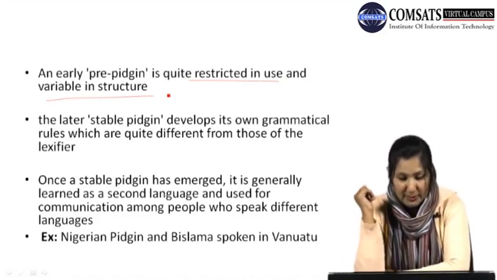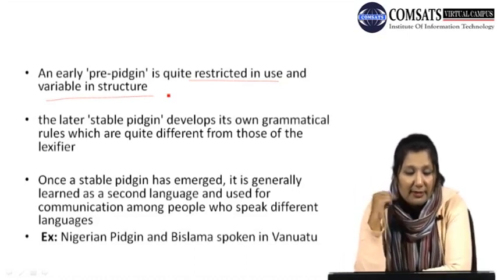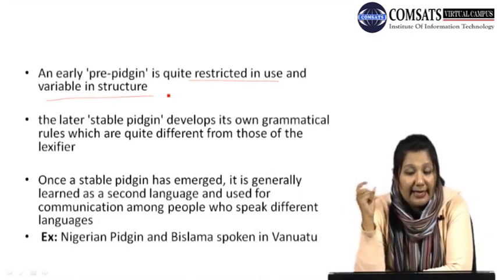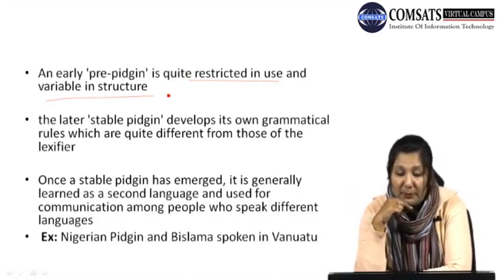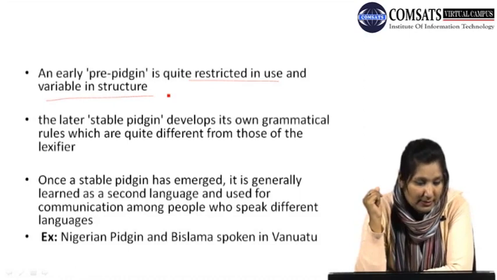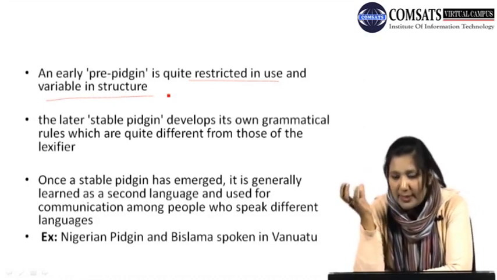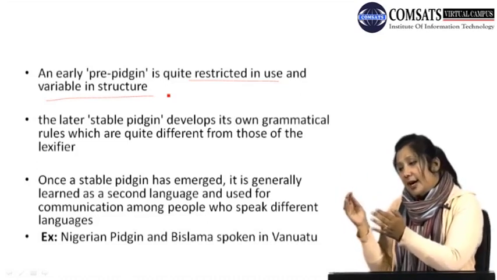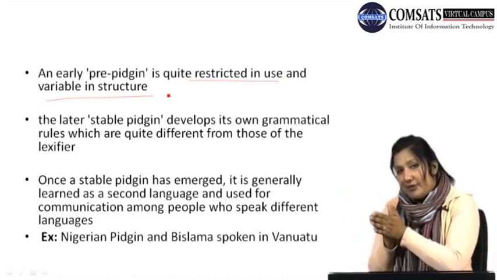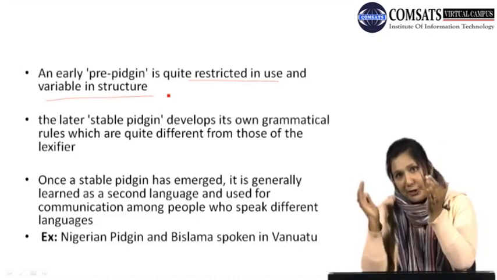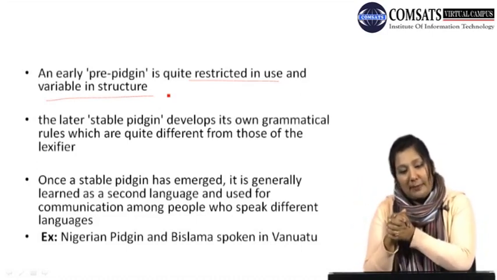Once a stable pidgin has emerged, it is generally learned as a second language and used for communication among the people who speak different languages. Once a stable pidgin has emerged, we are saying when some grammatical rules have developed and the stable pidgin has developed, what happens?